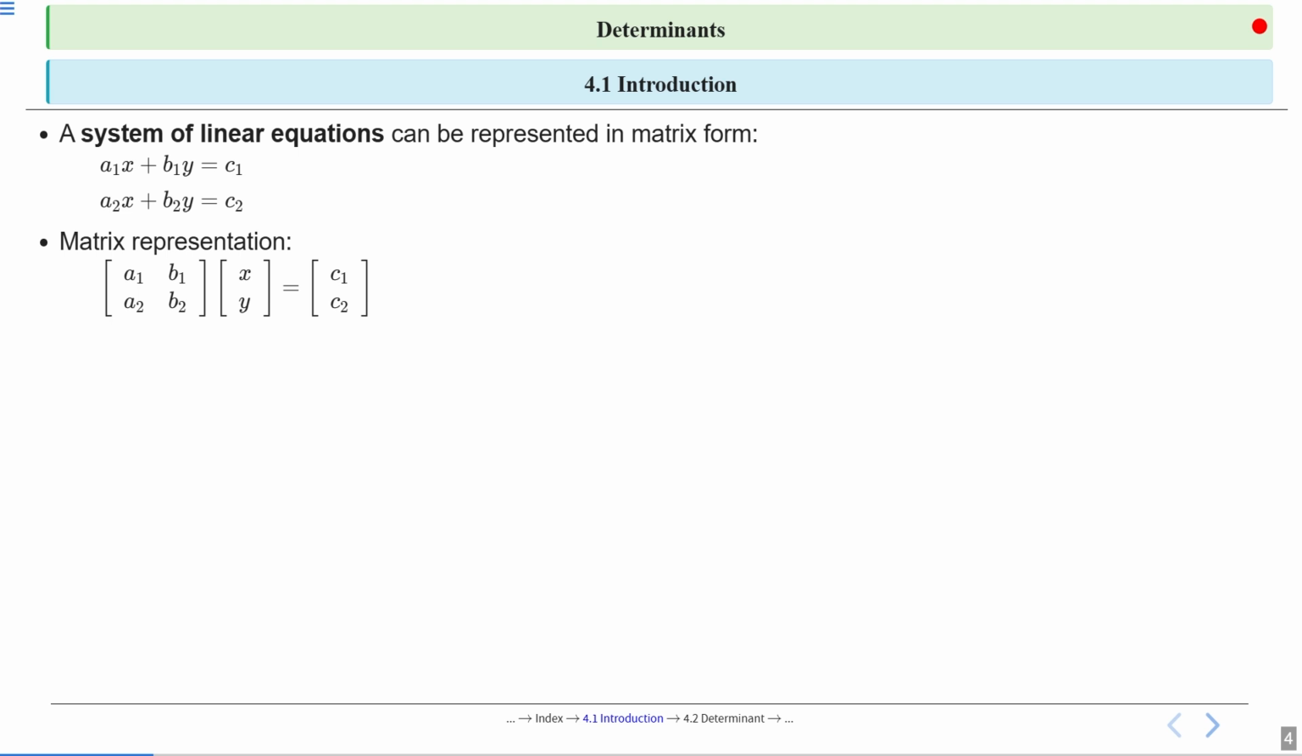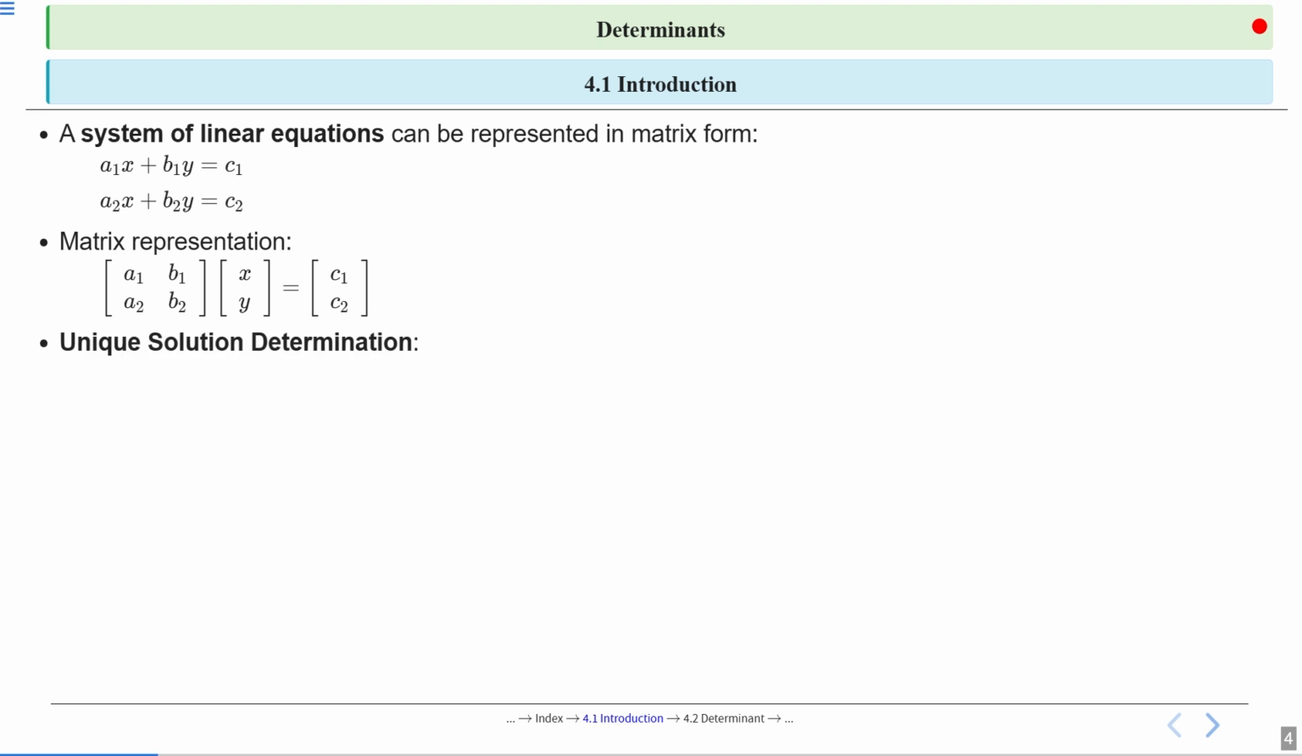Okay. As we know, if we multiply this matrix by x and y, we get a1x plus b1y in the first row. Then the second row is a2x plus b2y, equal to c1, c2. If we compare both sides, we again get a1x plus b1y equal to c1, a2x plus b2y equal to c2. To understand determinants, we must know how a matrix looks and how we multiply matrices. Okay.